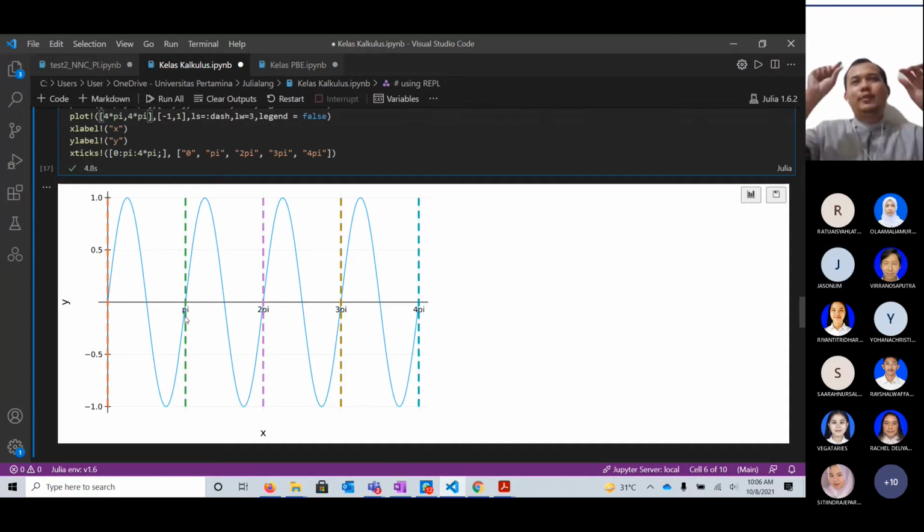So if we have a point at 0 and we have a point at pi, what is the distance or the length between 0 and pi? 180 degrees. Or pi, right? Yeah, a pi. And what is the distance from pi to 2 pi? A pi also.